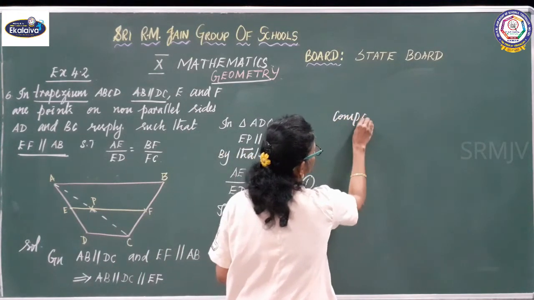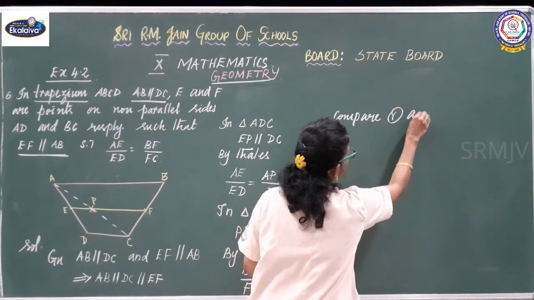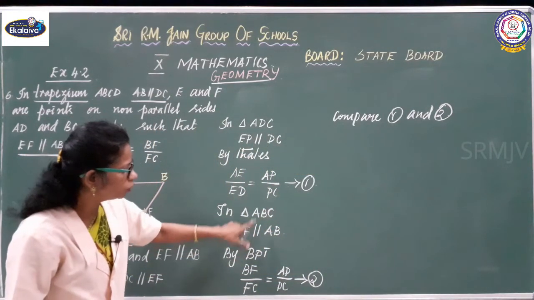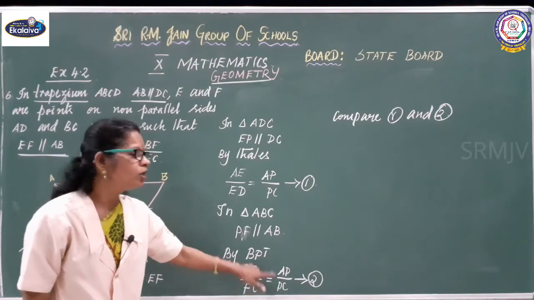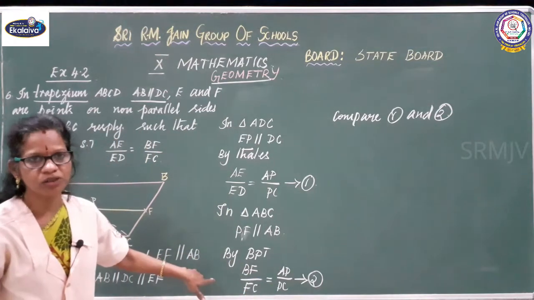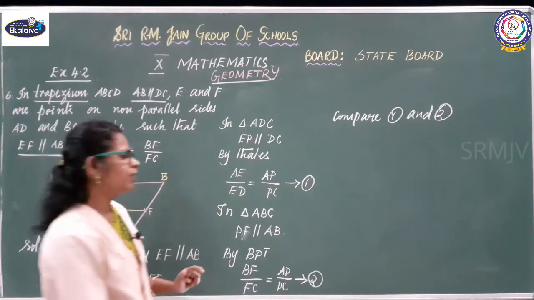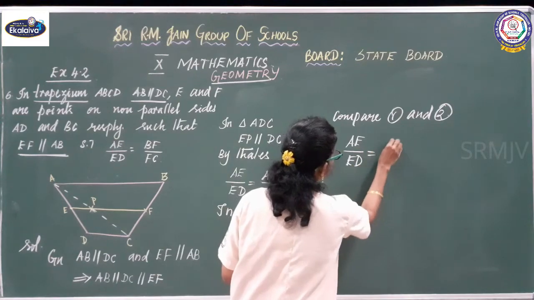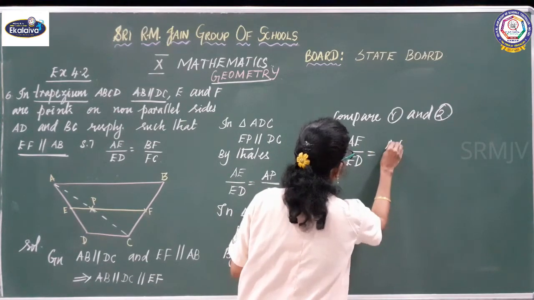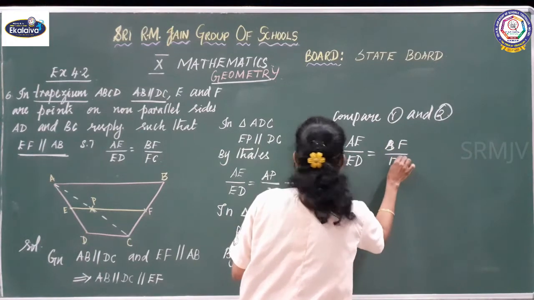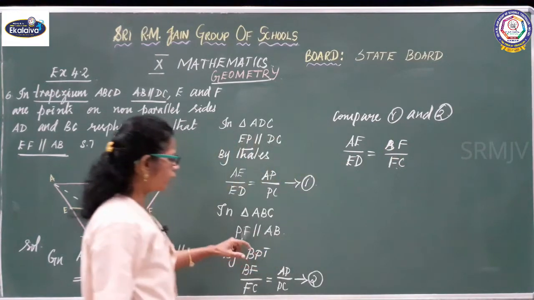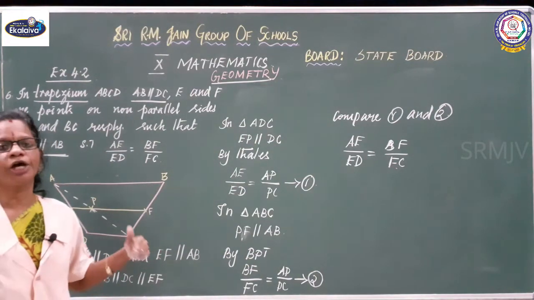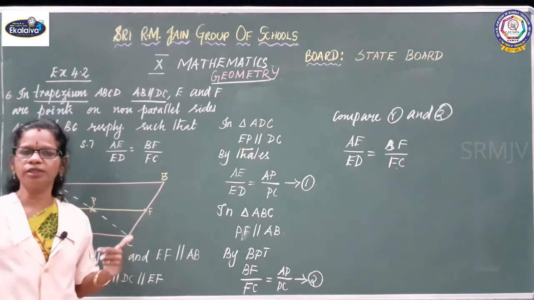Compare 1 and 2. What you can observe here, children, from 1 and 2, the right hand sides are equal, right? So you can compare the left hand sides. The left hand side automatically is equal: AE by ED equal to BF divided by FC. What they are asking to prove, that we proved. Got it, children? Using the Thales theorem. You have to recall the theorem on and off, that is a must.